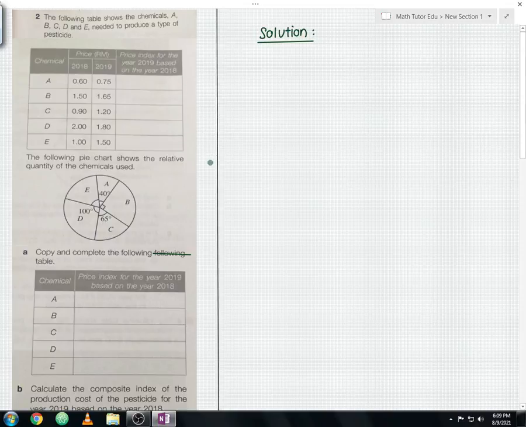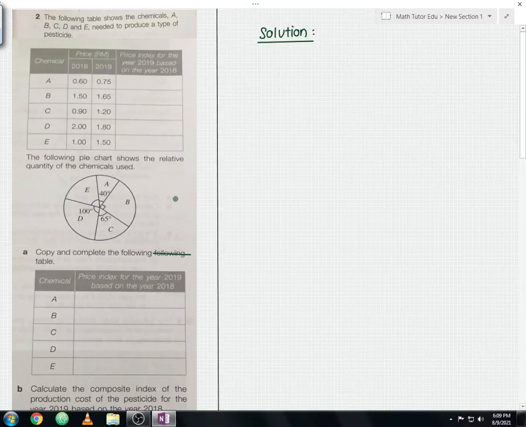Okay, so continue to read the question. The following pie chart shows the relative quantity of the chemical used. In this question they mention the weightage in terms of the angles over here. So for the respective chemicals, these are the respective angles or so-called weightage, guys. Okay, so let us continue.